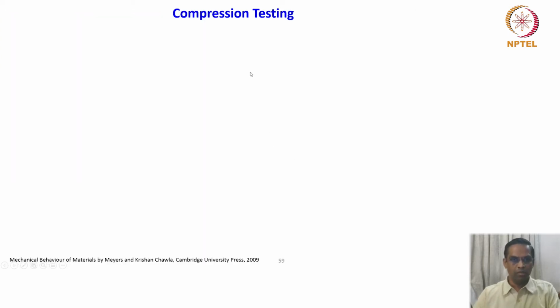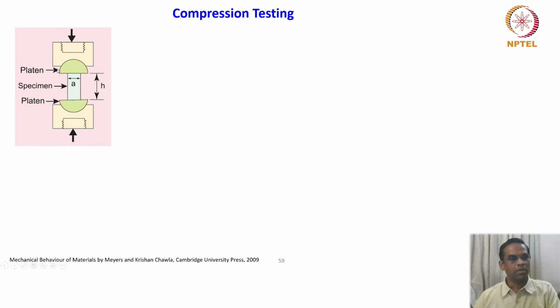Now move on to compression testing. This is also quite popular and important these days, especially for researchers who do not have sufficient material to produce bulk samples. Normally they produce a synthesis material in the laboratory and then make powders and compact them. They produce small cylinders and then try to estimate the mechanical behavior. So compression testing is quite popular in nanomaterials research because of the lack of material availability, right?